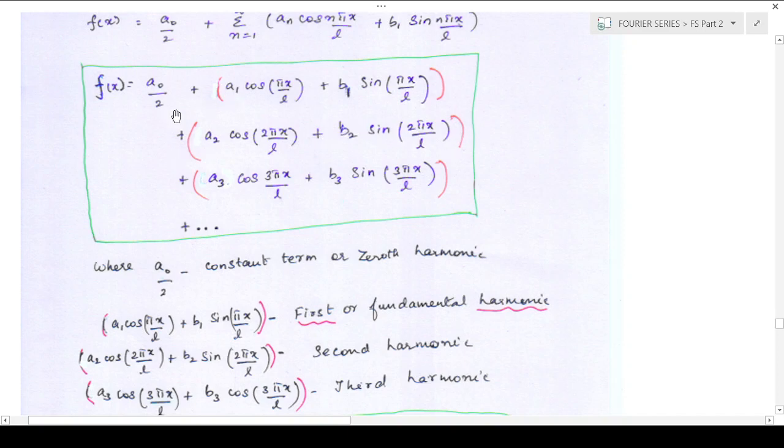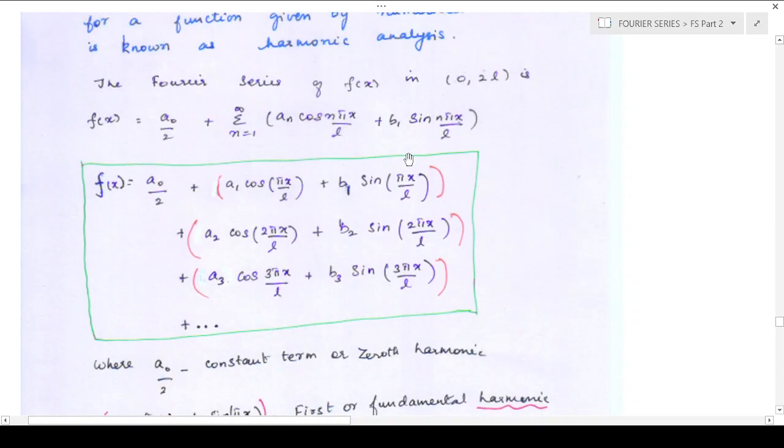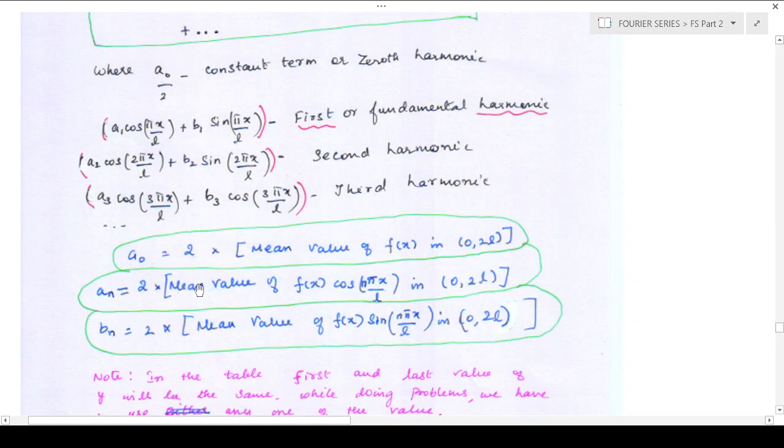If they ask up to third harmonic, you have to find all these brackets and write the values of a0, a1, a2, a3, b1, b2, b3. What is a naught? It is twice the mean value of f of x in the interval 0 comma 2l. Then an is twice the mean value of f of x cos n pi x by L in 0 comma 2l. Bn is twice the mean value of f of x into sine n pi x by L in the interval 0 comma 2l.